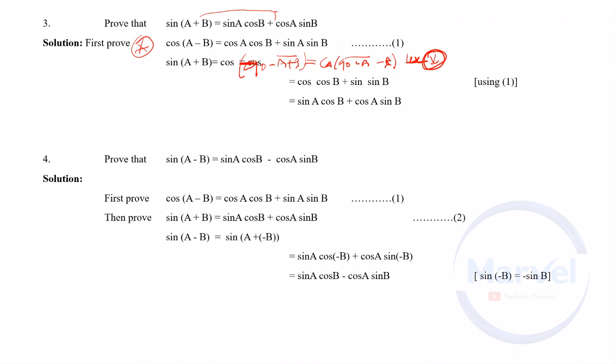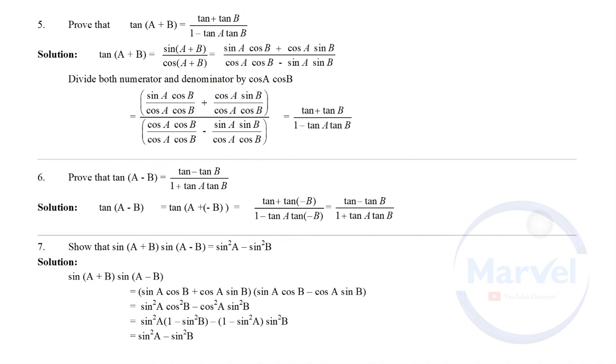Use star formula. Cos of 90 minus A into cos B. What is the star formula rule? Same function but opposite sign. Cos of 90 minus A into cos B plus sin of 90 minus A into sin B. Complementary formula. What is cos 90 minus A? Sin A into cos B. What is sin 90 minus A? Cos A into sin B. So very important.